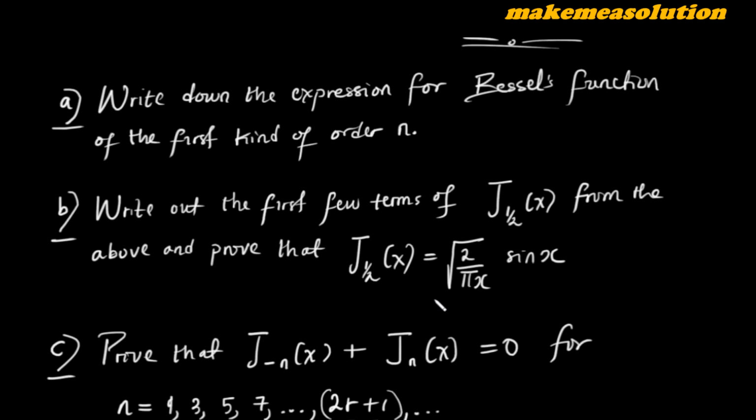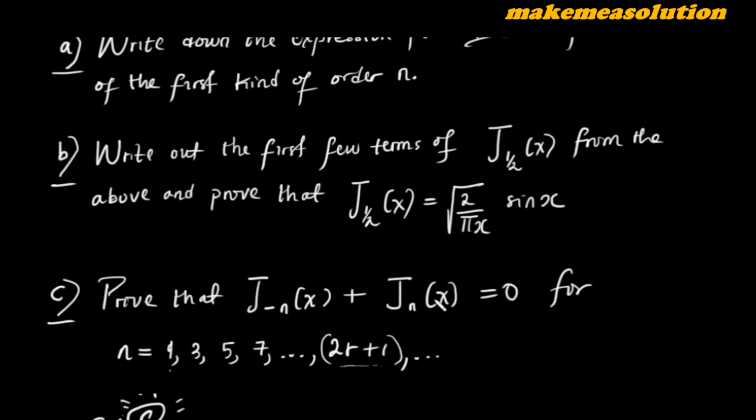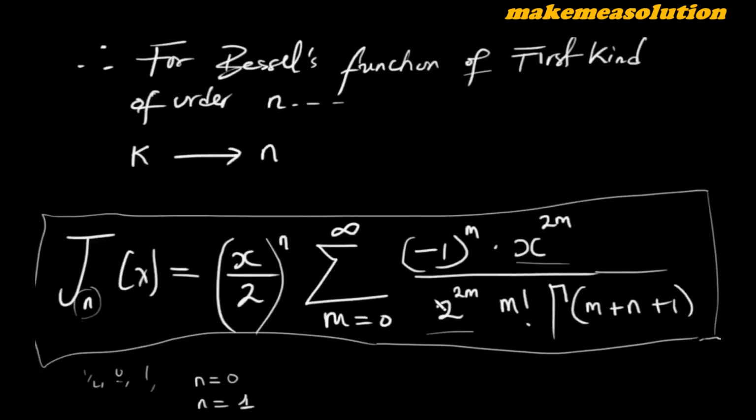So let's dive into the solution for this particular question. We're going to write the first few terms of J_{1/2}(x), and we are going to prove that J_{1/2}(x) is equal to the square root of 2 all over pi x, then sin x. So let's dive in together. So, solution.